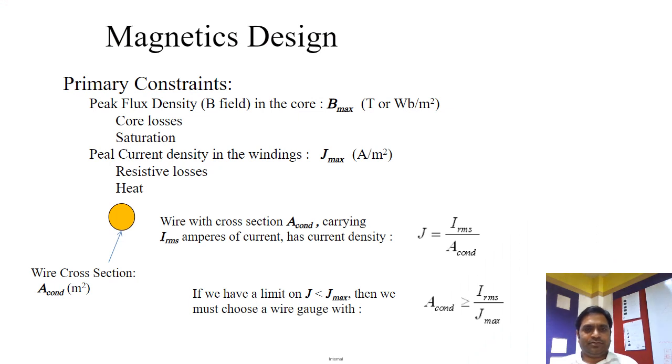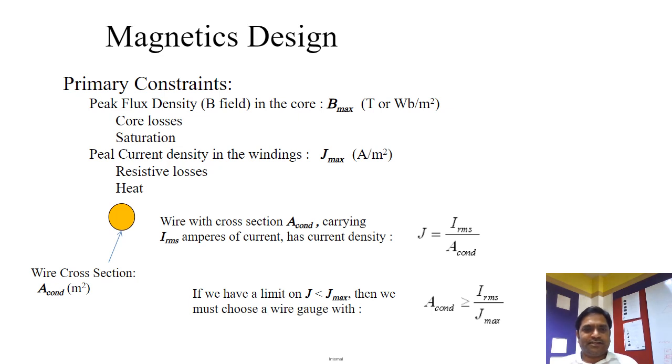Hello everyone. So today we are going to discuss magnetics design. In magnetics design, basically there are a few primary constants. One of them is the peak flux density, which is Bmax.